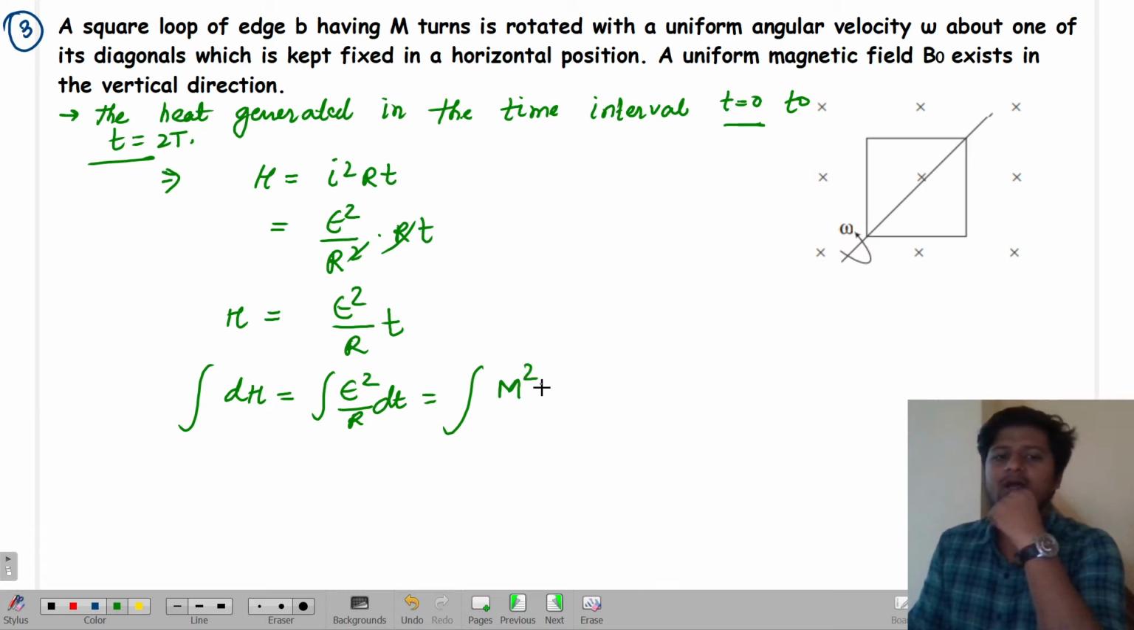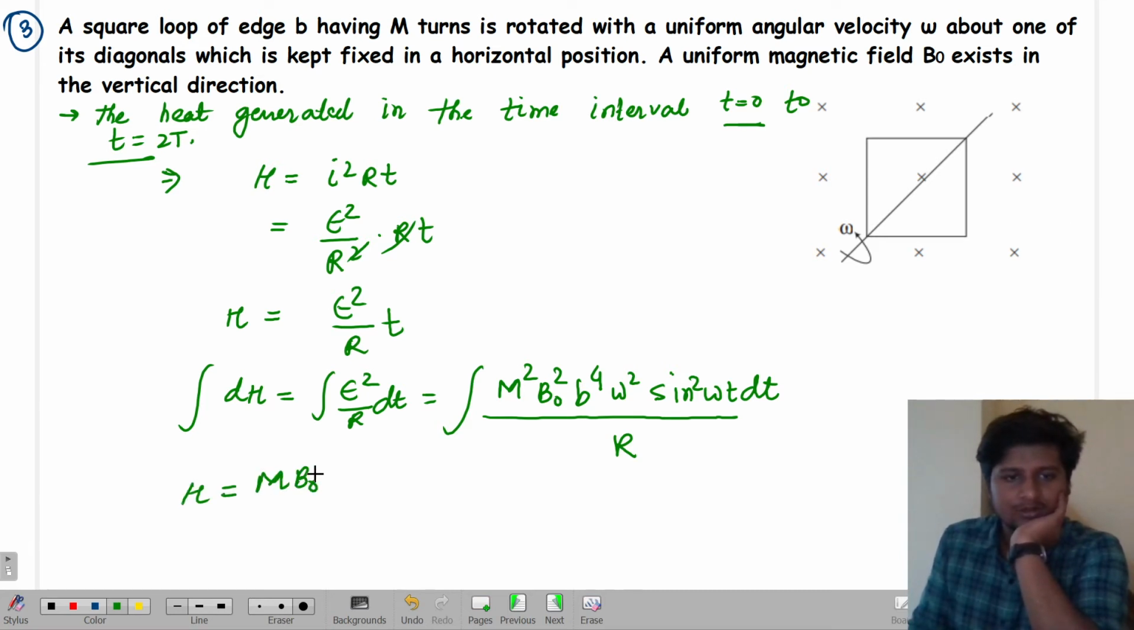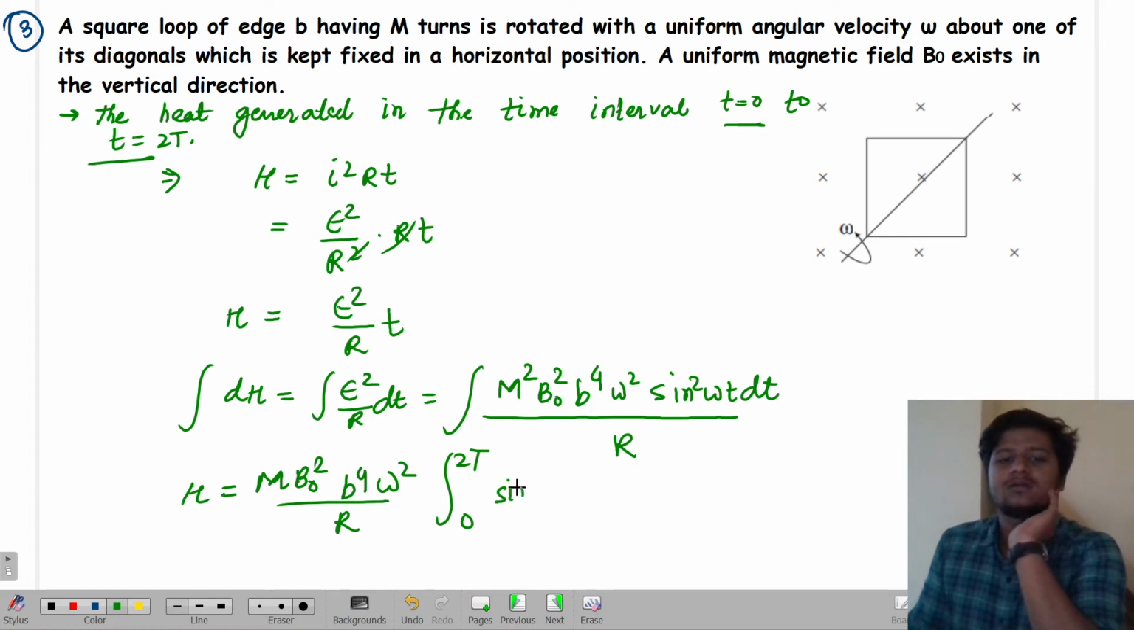What is E square now? So N square, magnetic field B naught square also, B to the power of 4 omega t square sin square omega t into dt divided by resistance R. Right or not? So heat will be equal to how much? I'll take common N B naught square B square omega square divided by R, integral 0 to 2T, sin square omega t into dt, or not?